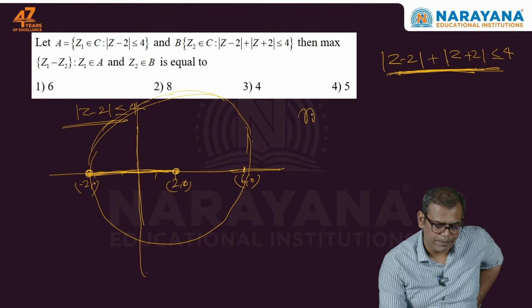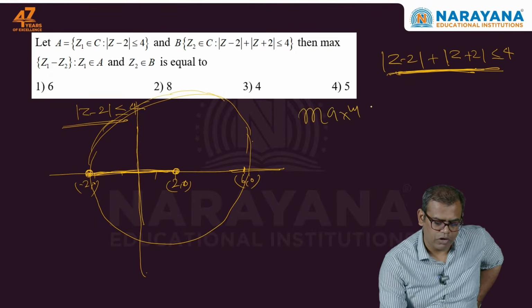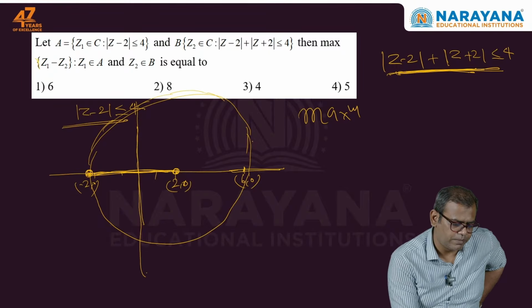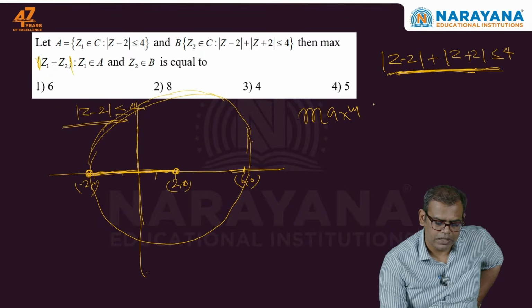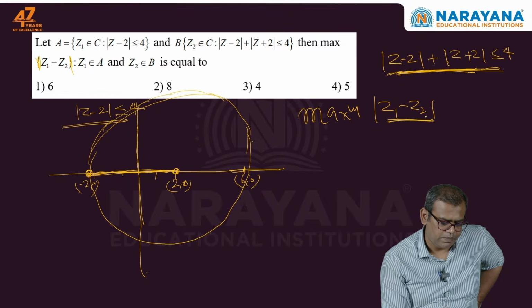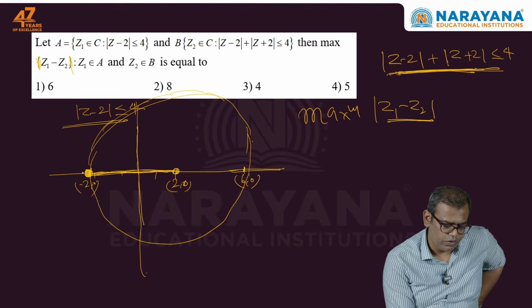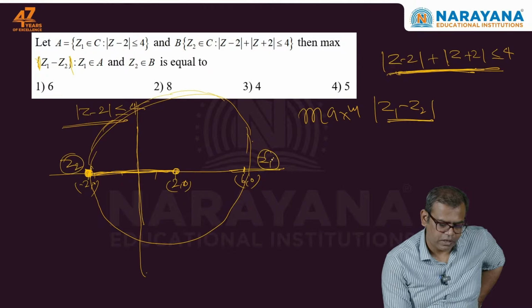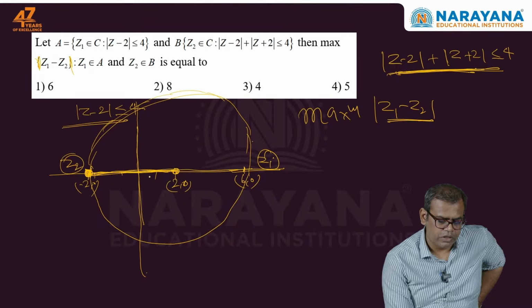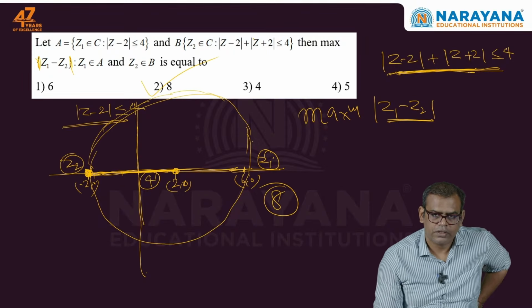Asking the maximum of the distance, this modulus, there is a printing mistake here, right? Maximum distance between Z1 and Z2. If I keep Z2 at this end and Z1 here, how much maximum distance will come? The radius of this disk is 4 units and the total diameter is 8 units. So 8 is the correct answer. Thank you.